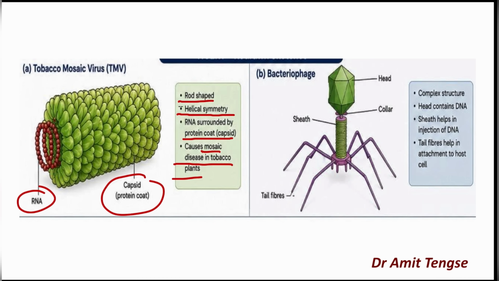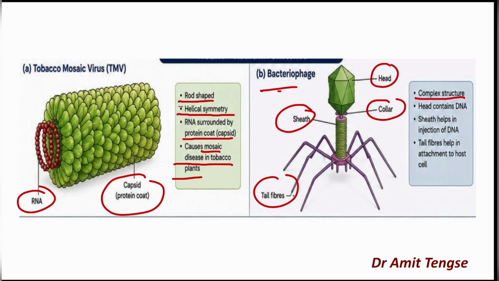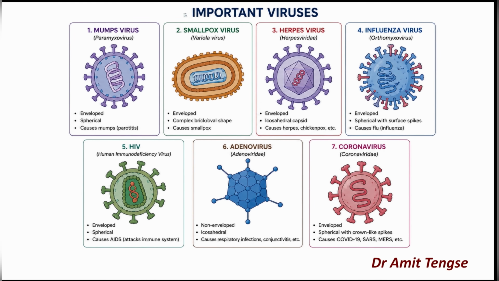Now, the bacteriophages. Bacteriophages have a head, collar, sheath and tail fibers. This is a complex structure. The head contains the DNA. The sheath helps in injection of the DNA into the bacteria. The tail fibers help in attachment to the host cell. Now these are some important viruses and their structure.